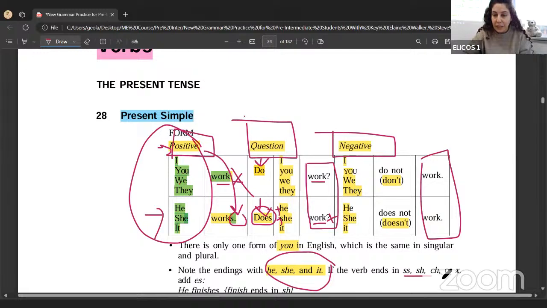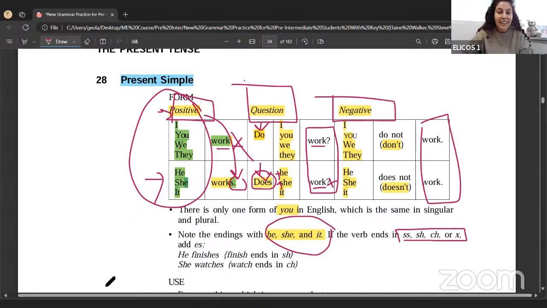If you look at the ending for he, she, it in the positive, if the verb ends in these letters, then you need to add an ES. For example, he finishes, she watches. So just be careful. It depends on what the verb ending is. So it's not just an S, maybe it could be an ES. Okay, very simple. That's why it's called simple. This is the first basic way to make a sentence, to tell someone what is happening in your life now.